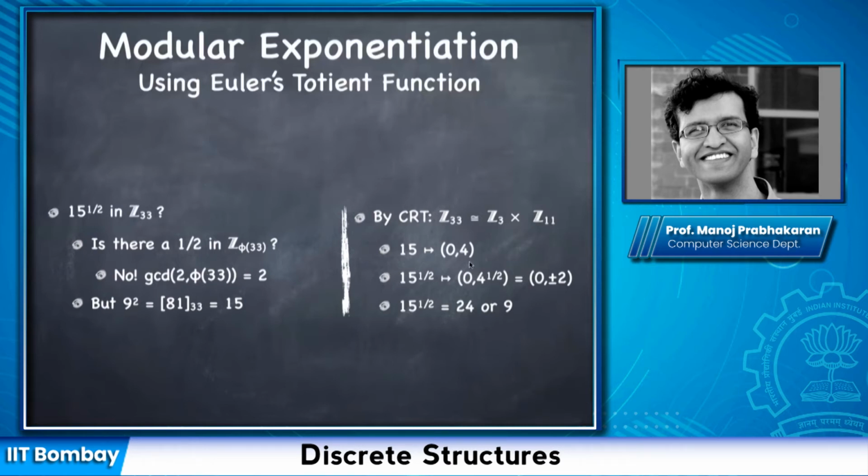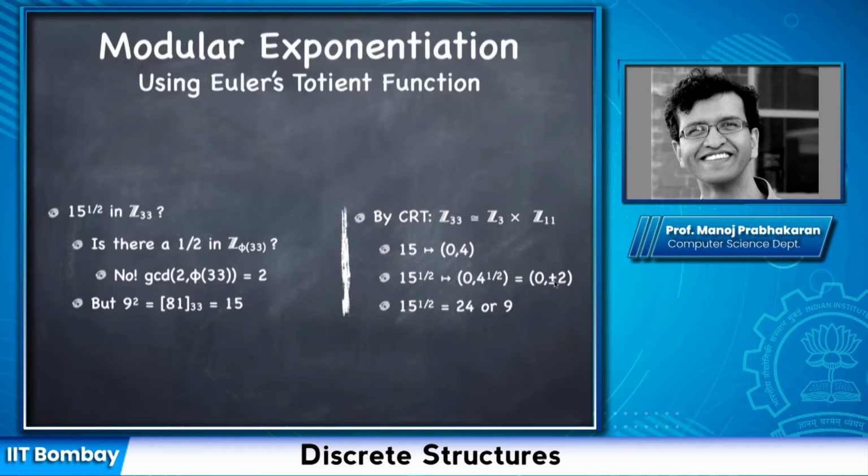So 15 was (0, 4), and when you want to do square root, you need to take the square root in each coordinate. So the square root of 0 is 0. The square root of 4 does exist, but there are 2 of them. It could be plus or minus 2. The square root of 0 was unique modulo 3. But the square root of 4 modulo 11 can be plus 2 or minus 2, and we'll see in a bit that those are the only ones. So there are 2 possible values, and minus 2 means 9.